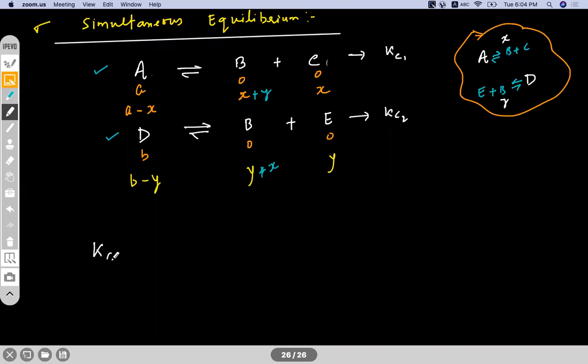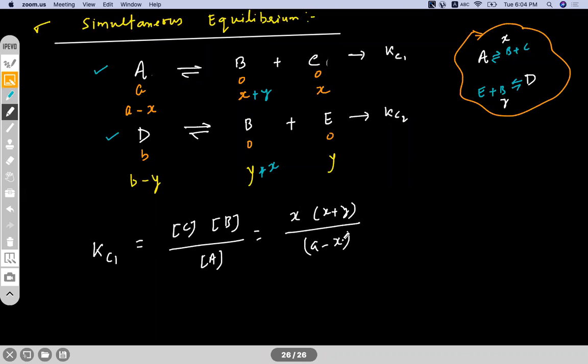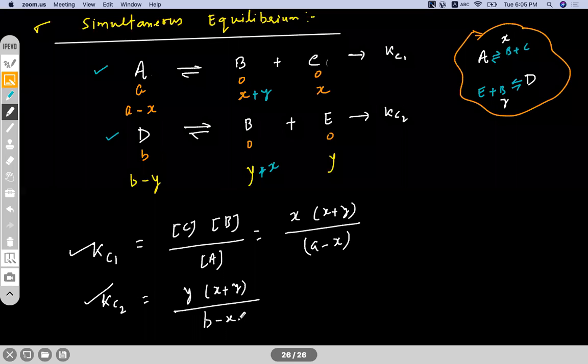So what is KC1 here? KC1 equals the concentration of C into concentration of B by concentration of A. That would be X into X plus Y divided by A minus X. This is what we can write. Similarly, KC2 would be Y into X plus Y divided by B minus Y. This is the expression we need to write in case of simultaneous equilibrium.